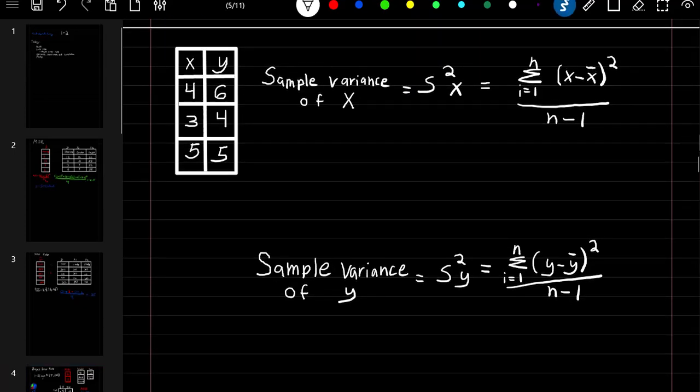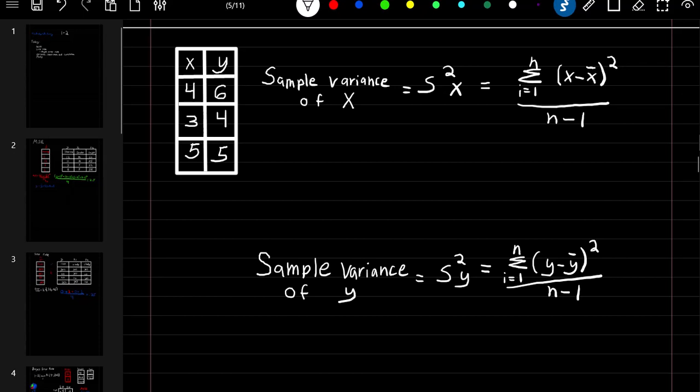We can solve for variance, covariance, and correlation. So the variance measures the spread of a variable. So the sample variance of x is equal to s squared subscript x, which is equal to the summation of (x minus x bar) squared divided by n minus 1.